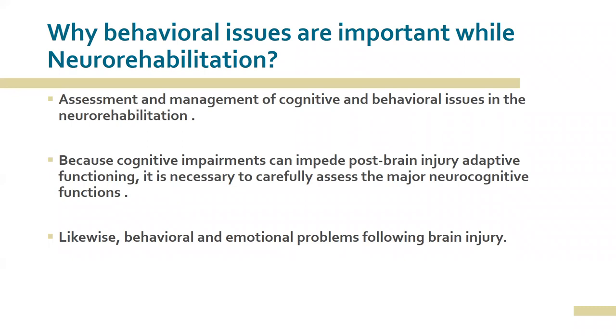So assessment and management of cognitive and behavioral issues is the priority after the traumatic brain injury. First, everybody should remember that. Because cognitive impairment can impede post-brain injury adaptive functioning, it is always necessary to carefully assess the major neurocognitive functions. Likewise, behavioral and emotional problems play a great role following the brain injury.